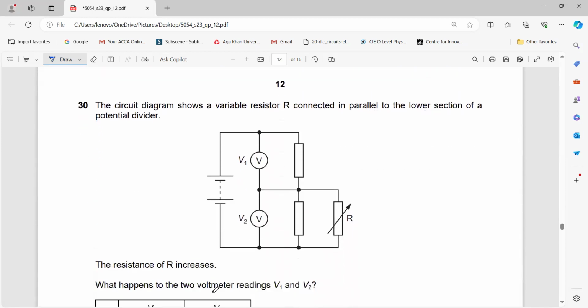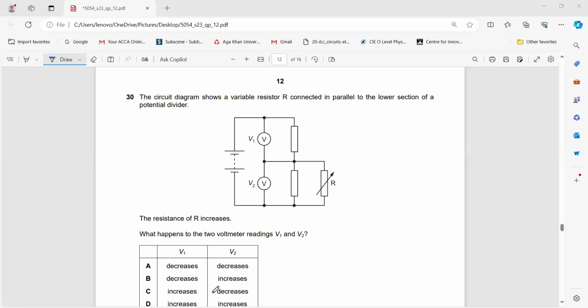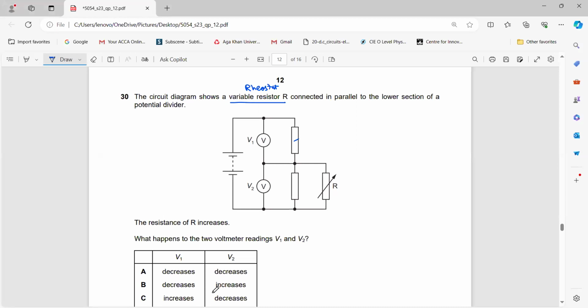Next is question number 30. Just give me 2 minutes of this. Okay, now MCQ number 30. It says the circuit diagram shows a variable resistor. Variable resistor is also called a rheostat. We need to check if the two fixed resistors that I have here, are they connected in series? Yes, sir, they're connected in series, okay?